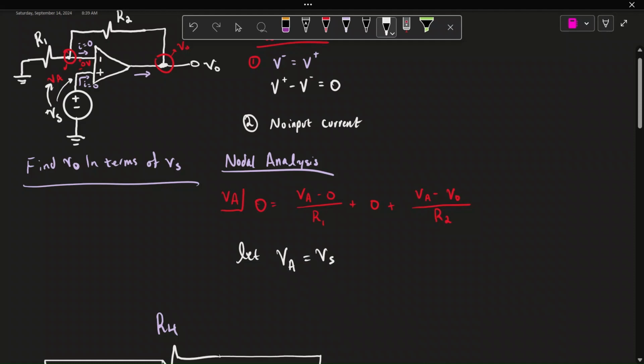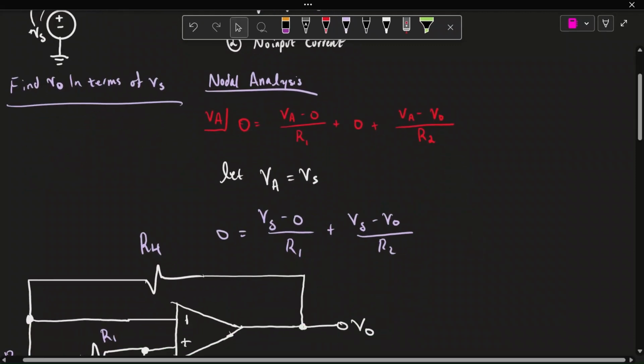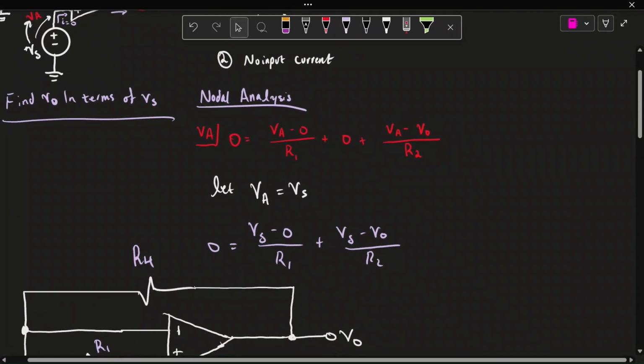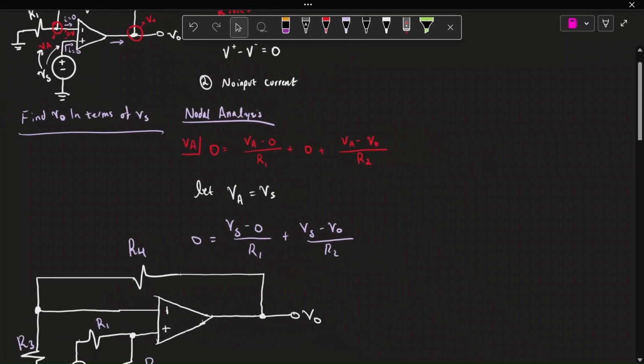Let's replace every Va with Vs. So now what we have is Vs minus 0 over R1, we can get rid of the plus 0, doesn't matter, plus Vs minus Vo over R2, and that's equal to 0. And then here what we do is we solve for Vs in terms of Vo, exactly what we were saying we were going to do. Let's move this up here.